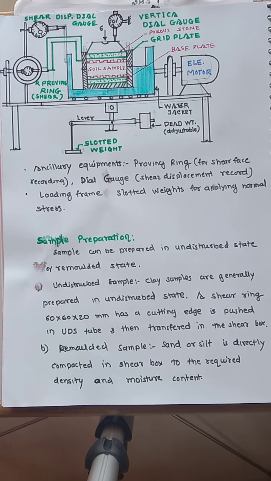Suppose the last is 20 kilonewton, it means the capacity of this is 20 kilonewton. So different capacities are available: 20, 50 kilonewton, maximum 1 ton, 2 ton also. You have to select it as per the state of the soil. And these are the dial gauges. Okay, you can see these are fixed. These dial gauges are used to measure the displacement.